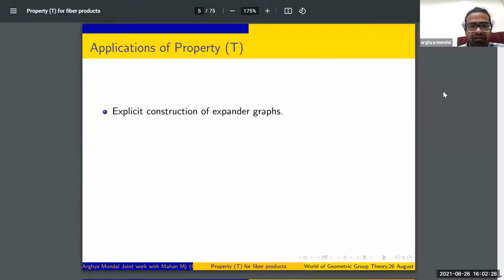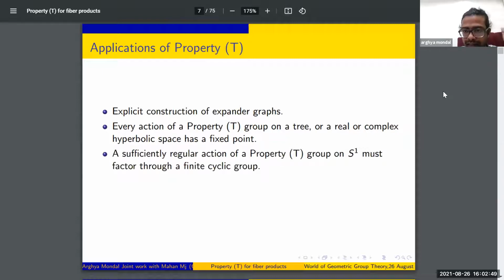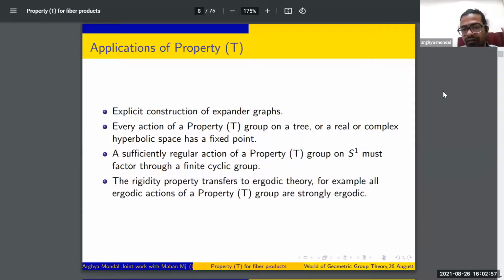This seems like a very abstract setting, but it has many wonderful applications. My favorite is the construction of expander graphs. Also, this puts a restriction on the action of a group on a tree or a real or complex hyperbolic space, which is that they must have a fixed point. And if the action on a circle is sufficiently regular, then it must factor through a finite cyclic group. Also, this rigidity property transfers to ergodic theory. For example, ergodic actions of property T groups are always going to be strongly ergodic.